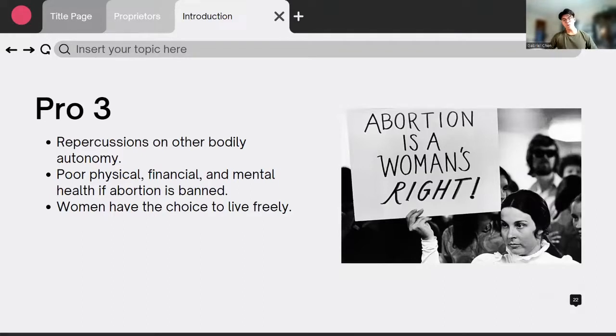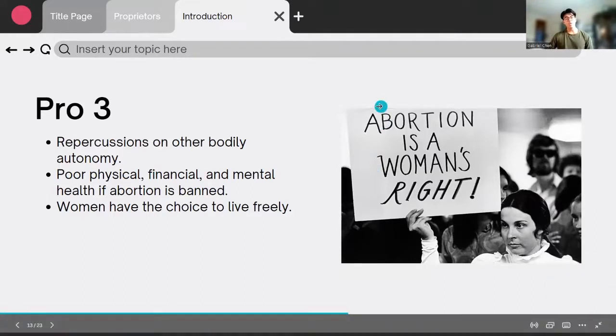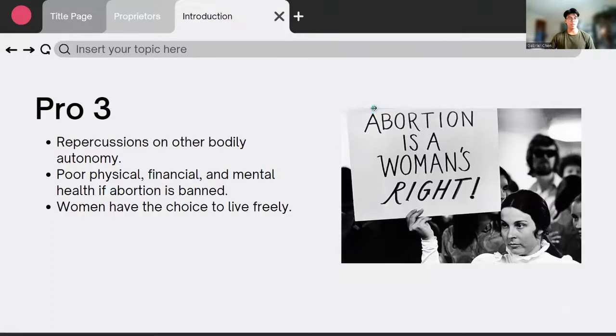Now, it has been shown as well that women who do not abort their babies out of pure choice can lead to poor physical, financial, and mental health should abortion be banned. It has also been shown that women who have the choice to live freely, in the sense that they are allowed to choose whether they want to abort or keep their baby, have had the privilege and the option and luxury of living a slightly better life.